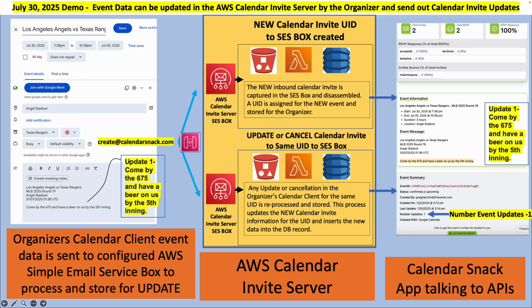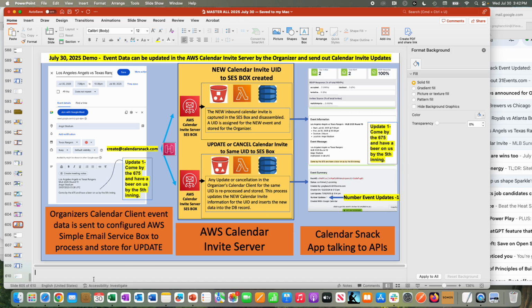So what I did in the first push was I called it update 1. I added this text here, "come by the 675 and have a beer on us by the 5th inning." That was an addition or an update, and I saved it. I made a typo there, so I'm going to put in this update number 2, "come by the booth 675." So that's what we're going to do, and it's going to auto flow here. You can see I have one update here, and you can see this data came in here. So let's get to it, and you'll see it live.